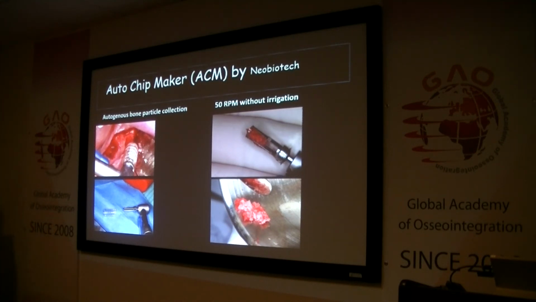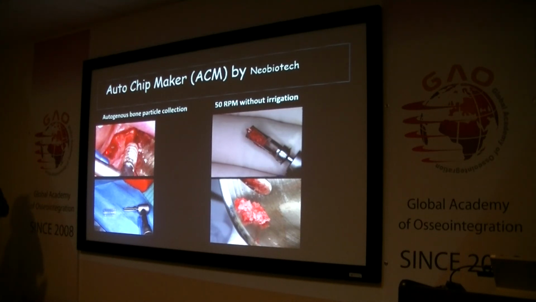What's the RPM used? About 50. 50 RPM? Oh, okay. So without saline irrigation? Yeah, it's very slow, so it doesn't burn the bone. All you have to do is place this little spiral thing on top of it, and press the pedal at 50 RPM, and you put it over the cortex. It'll slowly rotate, and it'll give you chunks of bone that you can use.